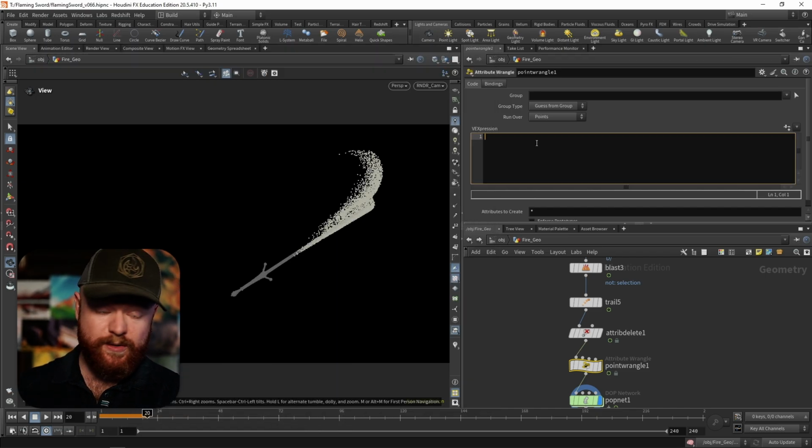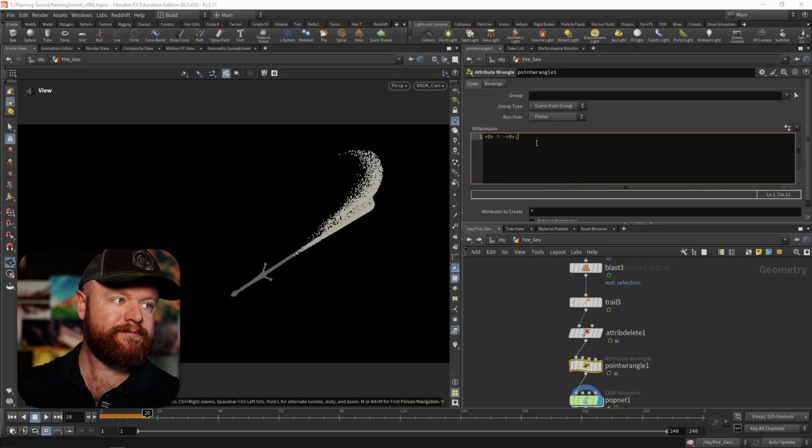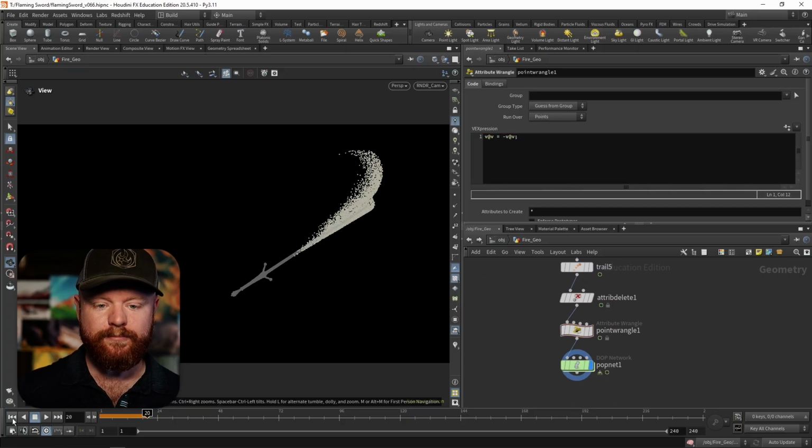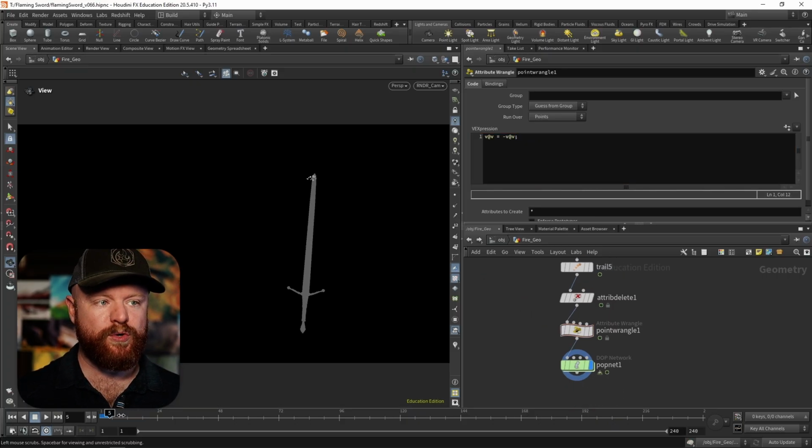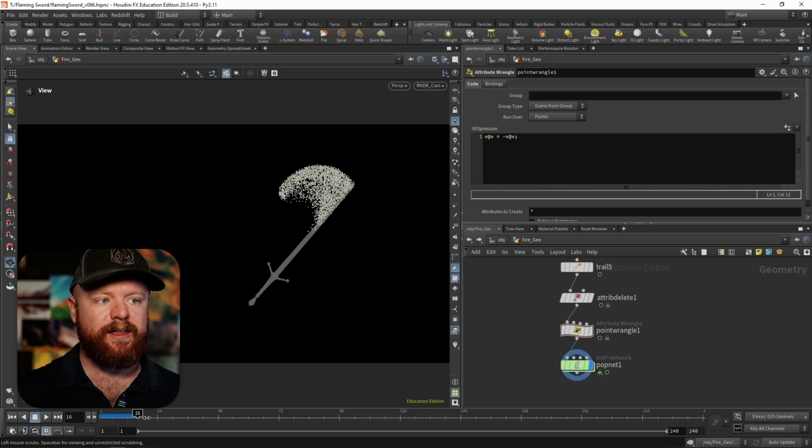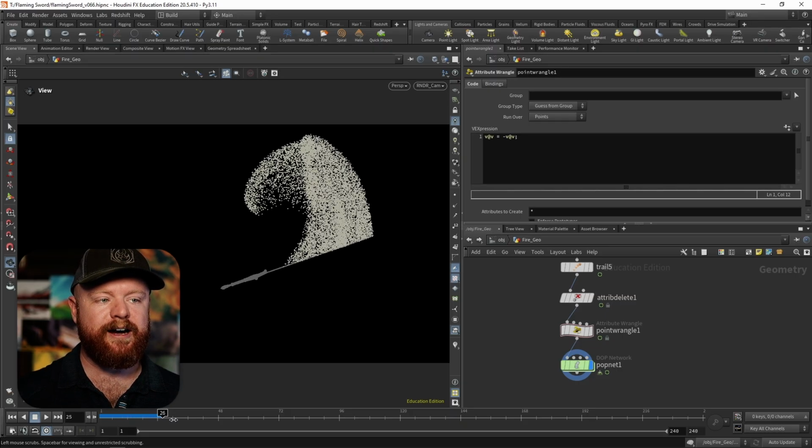So to do that, it's very simple. I'll just take velocity and set it negative. Easy as that. Now, when the sword moves, we can see that this goes in the opposite direction.